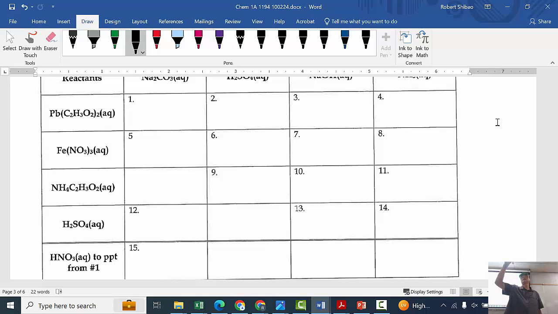The other way we get this to settle more quickly: 1, digest it with some heat, or 2, we can centrifuge it, or 3, we can filter it out. It doesn't matter, whatever. Maybe I'll try to digest it a little bit.